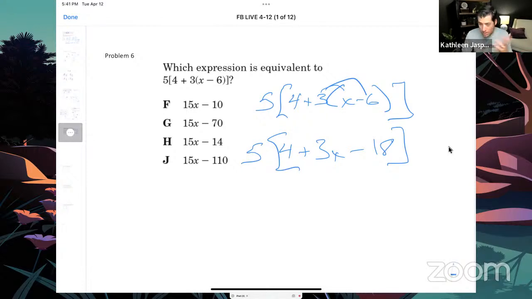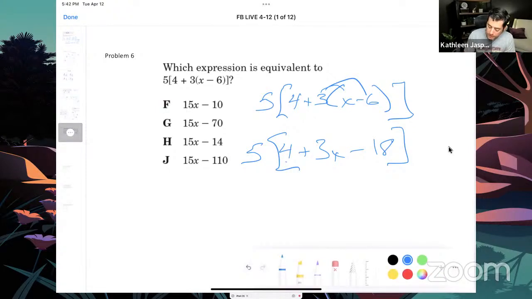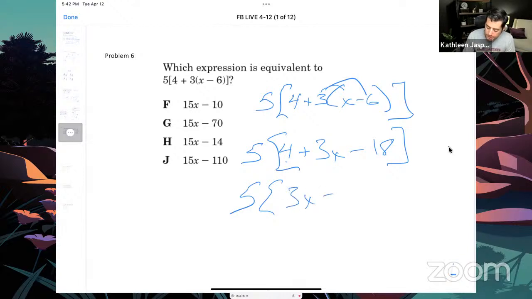It doesn't matter at this point what you do. You see how I have 4 and negative 18 here. I can combine those if I wanted to, which is fine. Or you can distribute the 5 to everything. That's also fine. So I always want to multiply as few times as possible. So I'm going to combine the 4 and the negative 18. I'm just going to rewrite it as 3x minus, and that's going to end up being 14, like that. Okay.